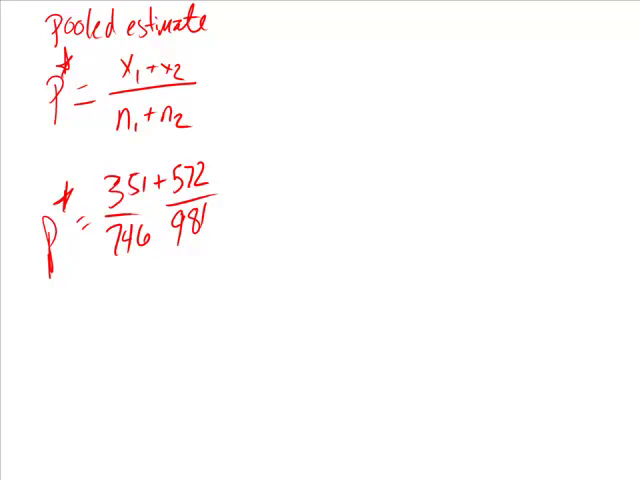Okay. So that gives you your pooled sample. Overall, this is going to give us a success rate for Clinton. The total number of successes is 351 plus 572, divided by the total number of cases in our two groups, which is 746 plus 981. That gives us a pooled estimate of 0.53445. Let's just call that 0.534.